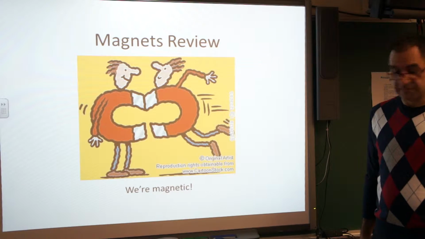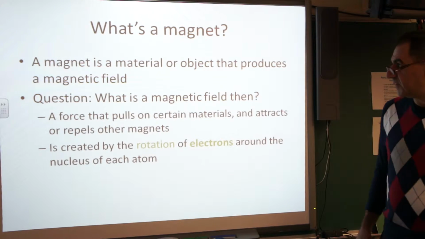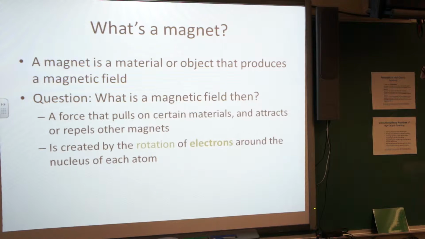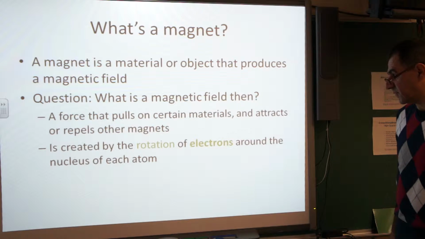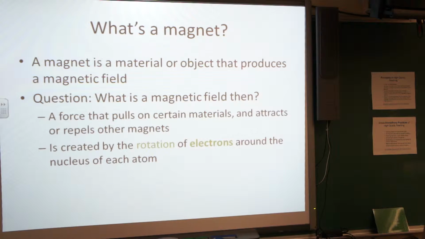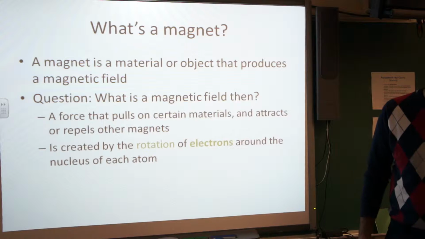Our next section is on magnetism. What is a magnet? A magnet is a material or object that produces a magnetic field. What is a magnetic field? A force that pulls on certain materials and attracts or repels other magnets.